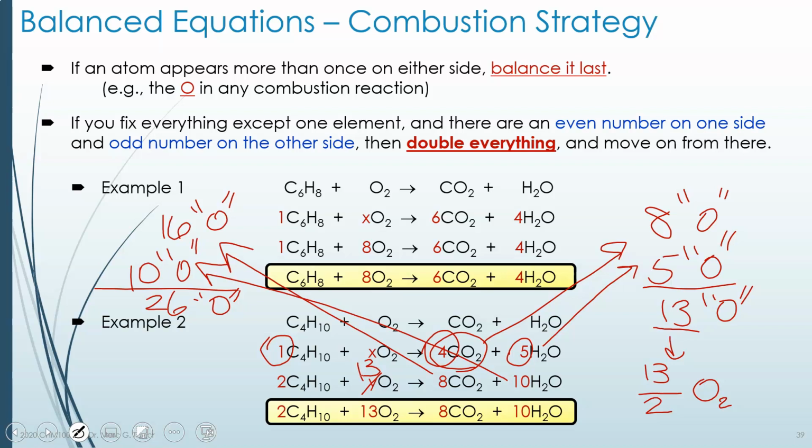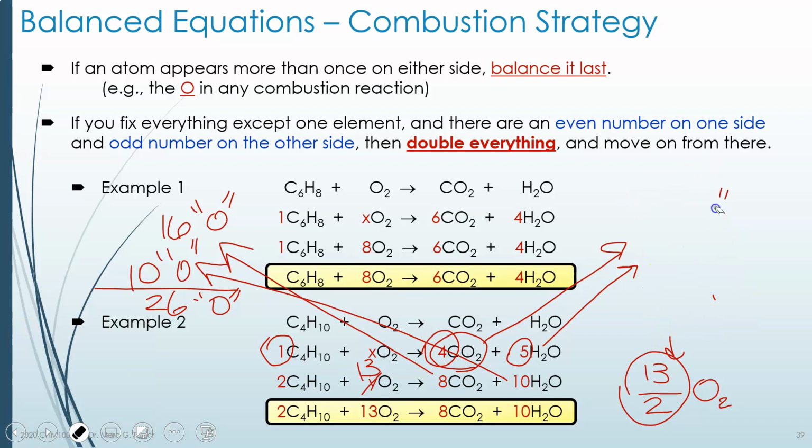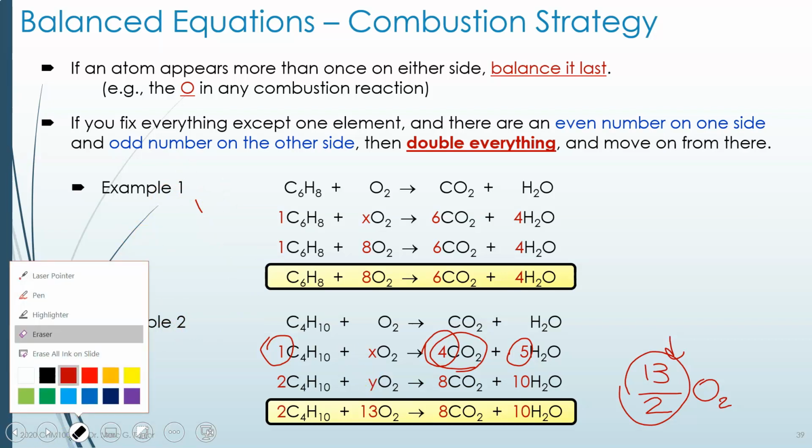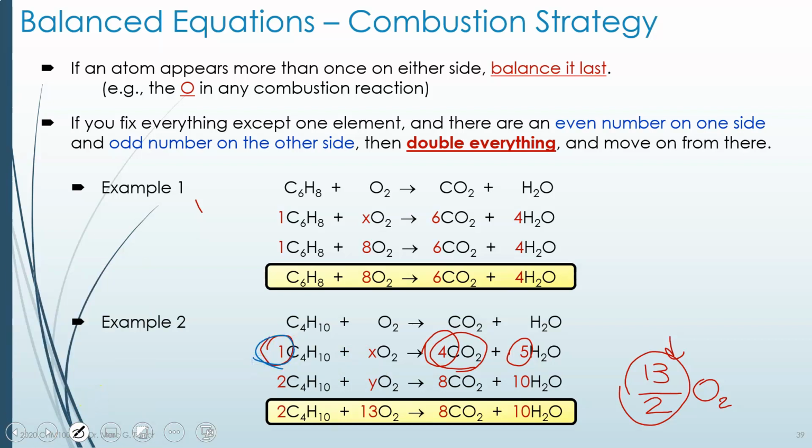You'll notice that if you had just not doubled everything, you would have had a ratio. I'm going to erase some of these notes here. You would have had that 13 oxygens, and you would have divided it by 2 to get 13 halves O2s. Well, if you had done that, and I'm just clearing the board here, you would have gotten a ratio of 1 to 13 halves to 4 to 5, which is the correct ratio, but you're not allowed to have fractions, and the way to get rid of the fractions is to double everything by 2.